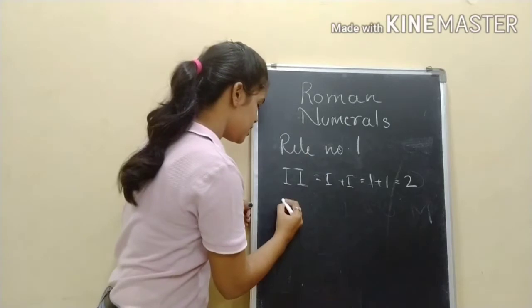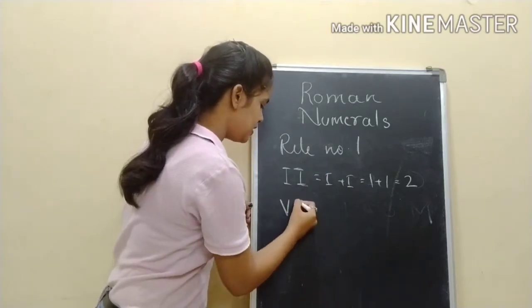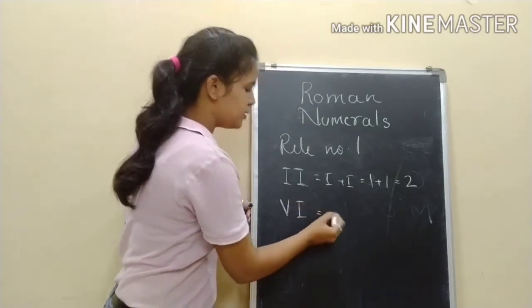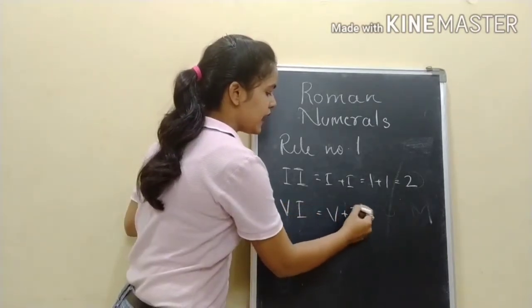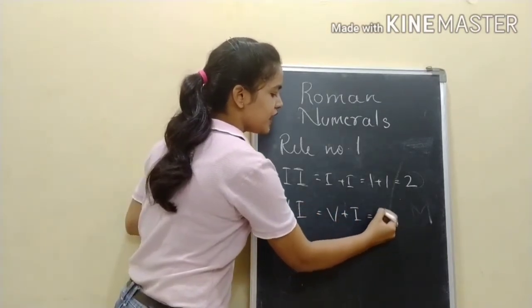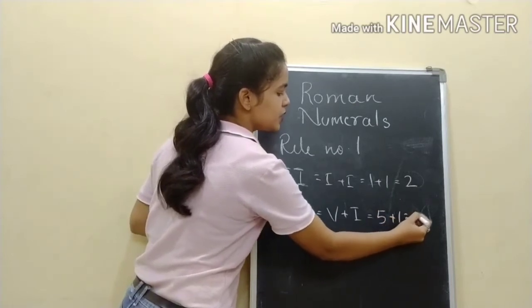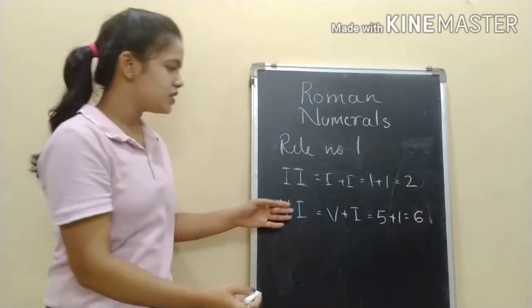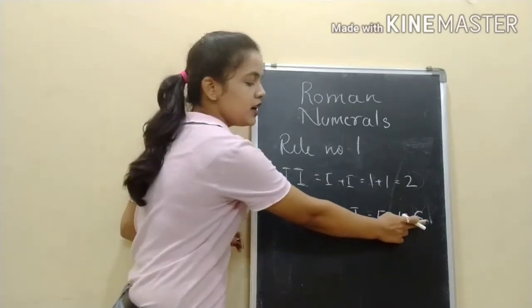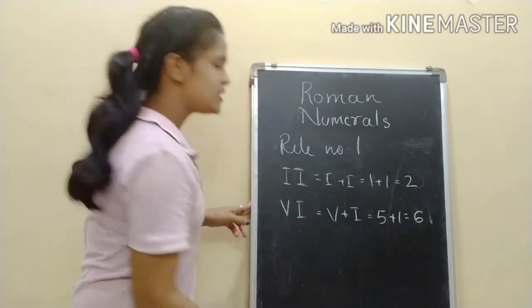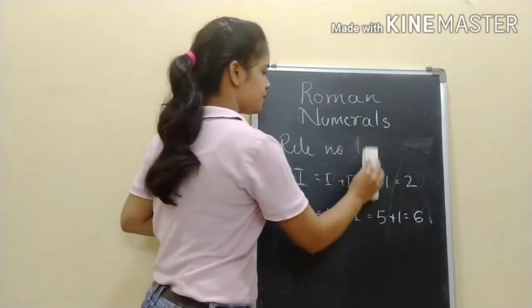If there is V and I, what will this be? This means V plus I, that is 5 plus 1 is equal to 6. So this will be 6. This is the symbol for the number 6. So let's learn rule number 2.